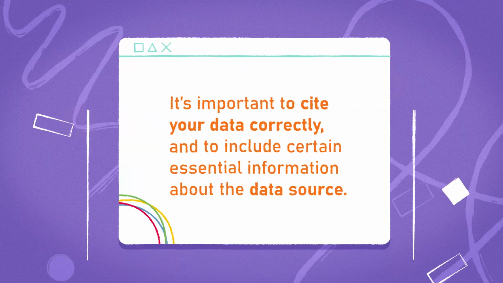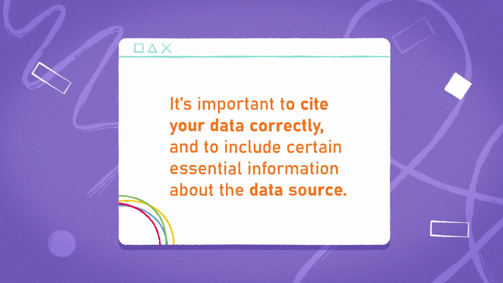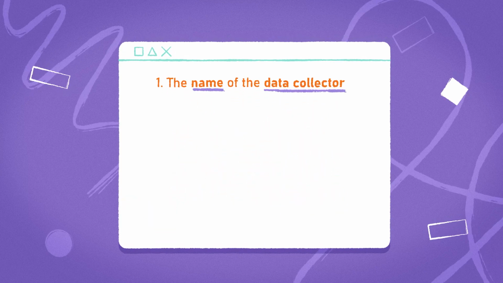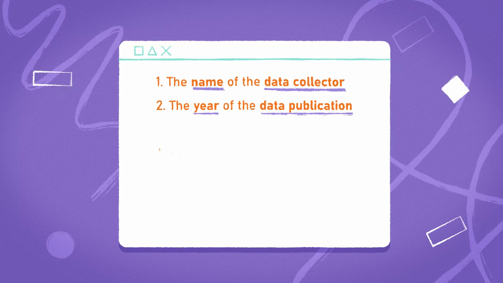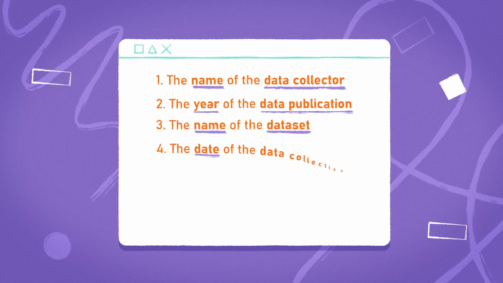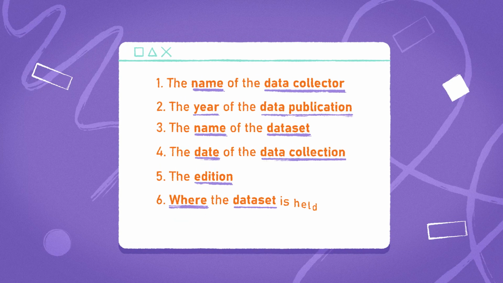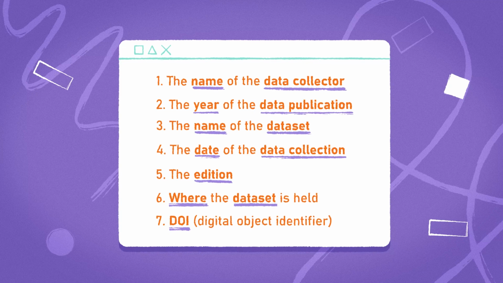It's important to cite your data correctly and to include certain essential information about the data source. Here's how. The name of the data collector, the year of data publication, the name of the dataset, the date of data collection, the edition, where the dataset is held, the DOI, Digital Object Identifier.